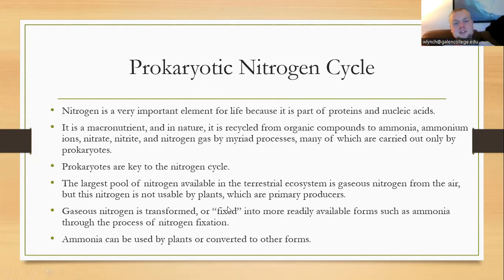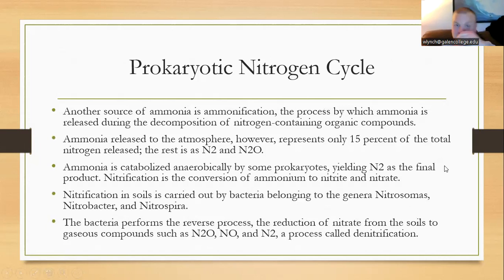So that gaseous nitrogen is going to be fixed by the bacteria in the soil. Ammonia, however, is able to be used by plants or converted to other forms. We get ammonia from ammonification. This is where we have ammonia released during decomposition of nitrogen compounds. Ammonia released to the atmosphere only represents about 15% of the total nitrogen. The rest is going to be atmospheric nitrogen.